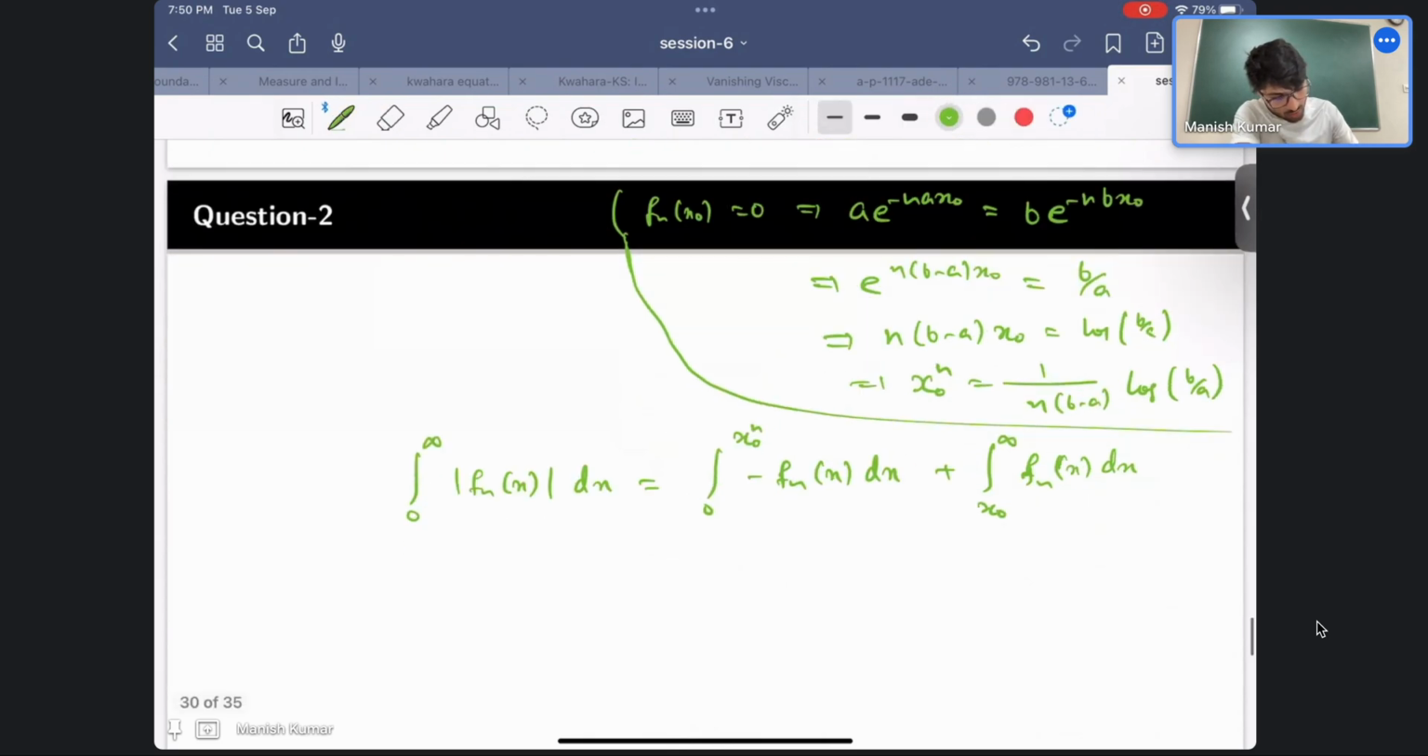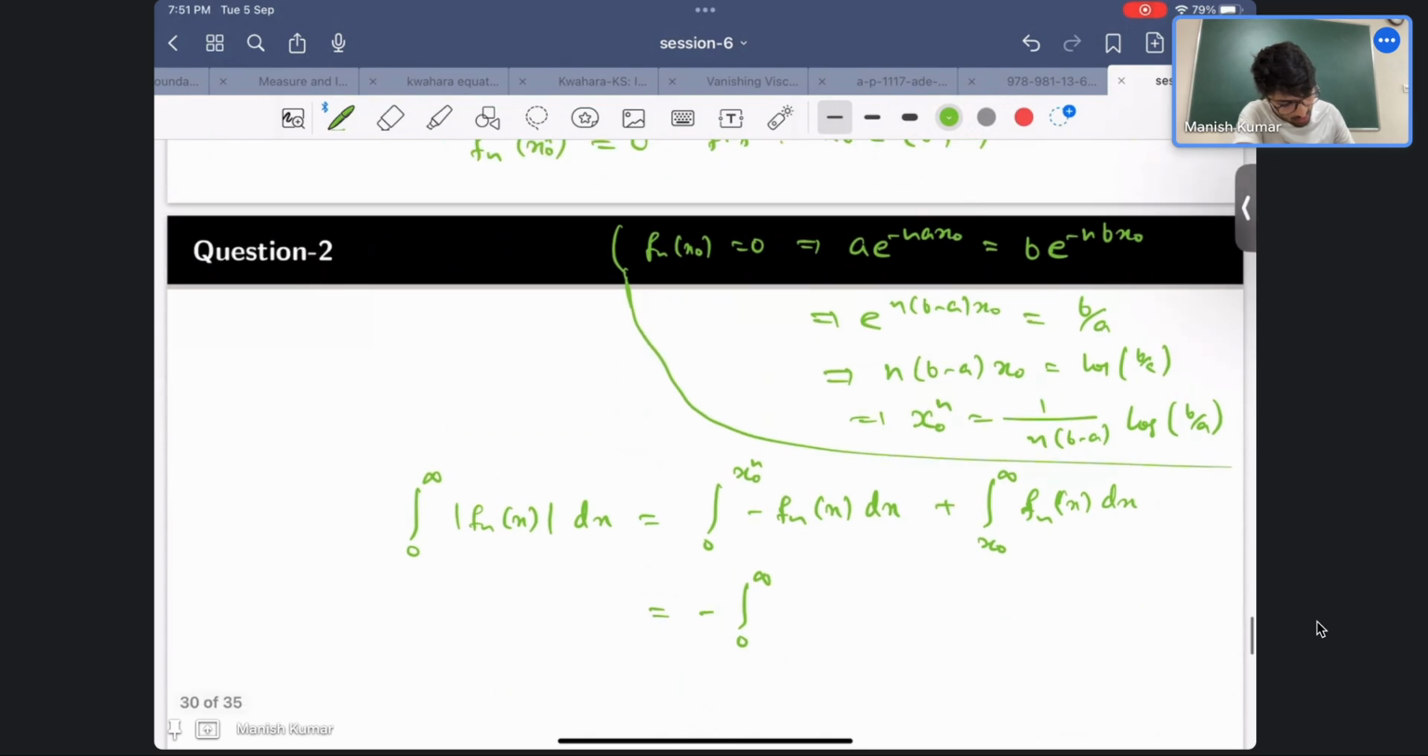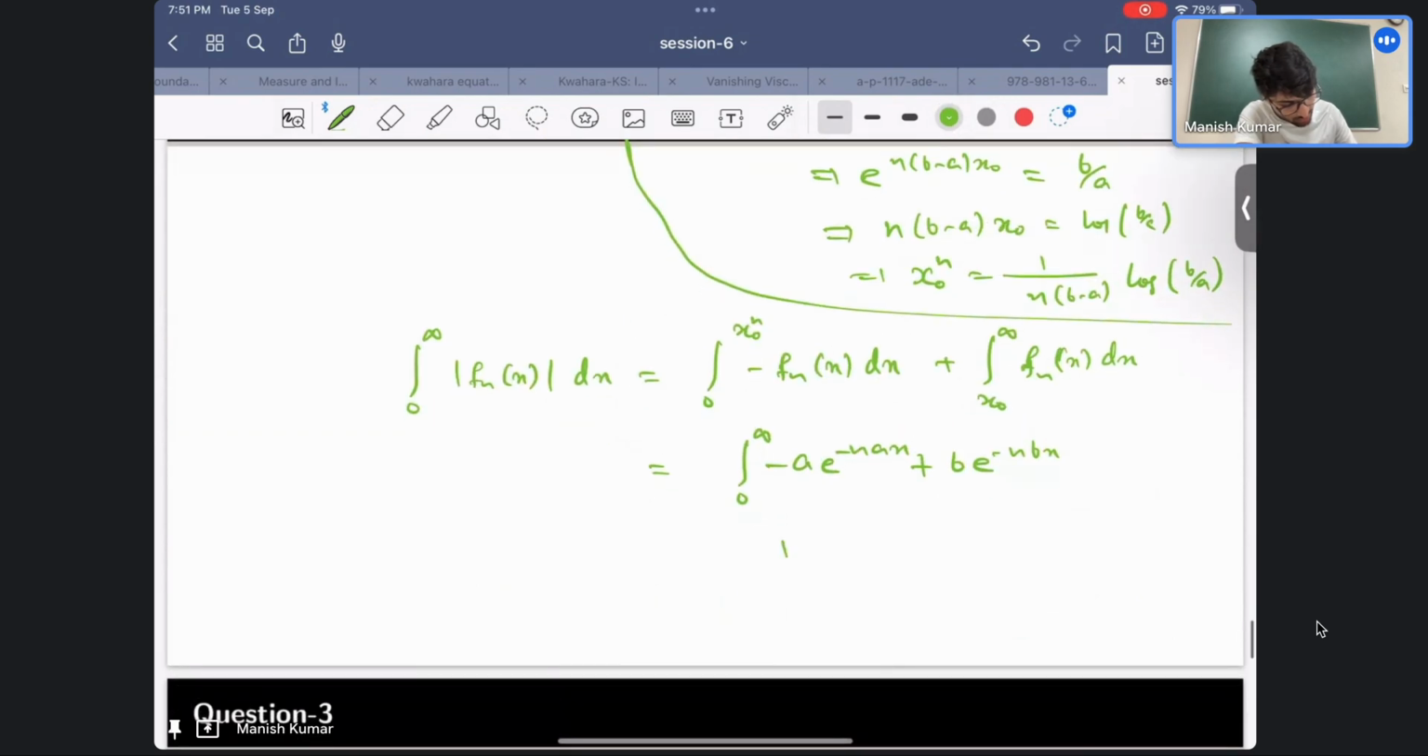Okay, now let's substitute the function. It was a e minus n ax minus b e minus n bx, so with the minus sign, it's minus plus, and here we have, sorry, it's 0 to x naught, and here you have x naught n to infinity of a e minus n ax minus b e minus n bx dx.